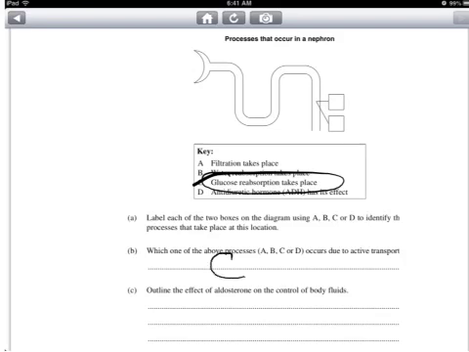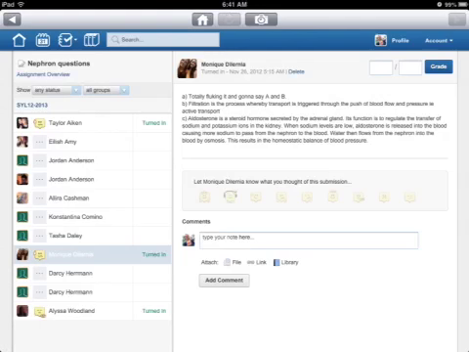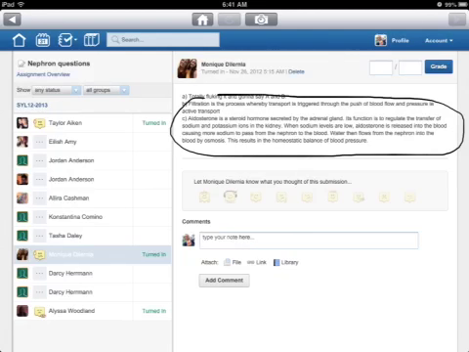Looking at "outline the effects of aldosterone on the control of body fluids", I asked this question earlier in the year, and it was Monique who gave this answer here, which was absolutely fantastic. A great answer. Aldosterone is a steroid hormone secreted by the adrenal gland. Its function is to regulate the transfer of sodium and potassium ions in the kidney. When sodium levels are low, aldosterone is released into the blood, causing more sodium to pass from the nephron to the blood. Water then flows from the nephron into the blood by osmosis. I love this last sentence. The result is the homeostatic balance of blood pressure, so that's really good.